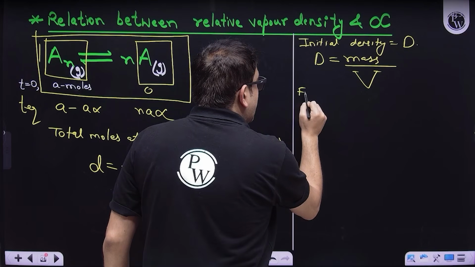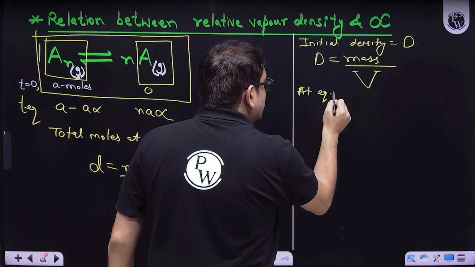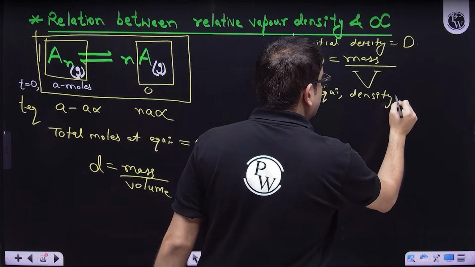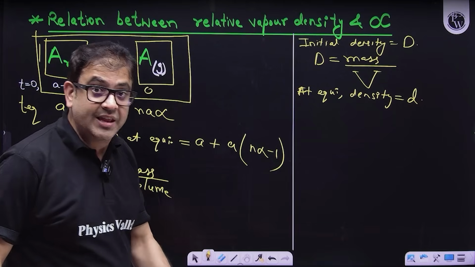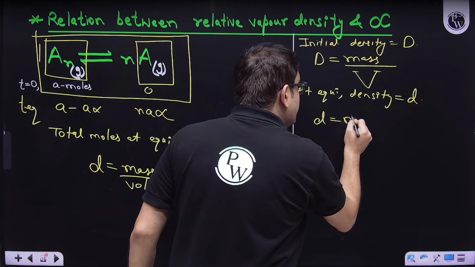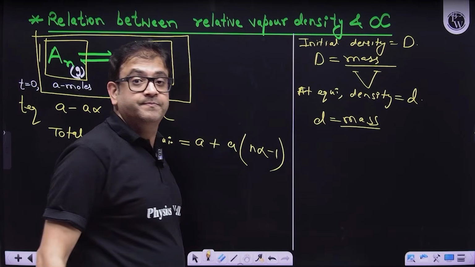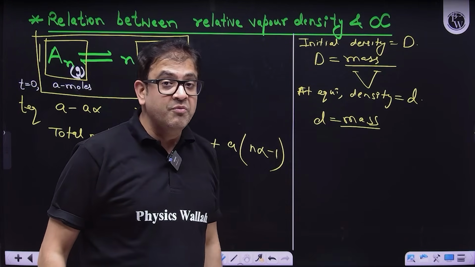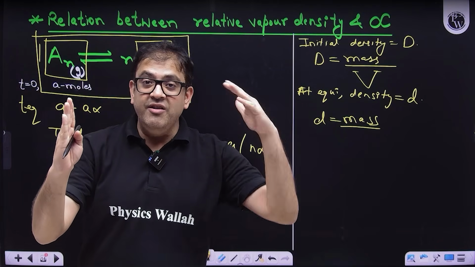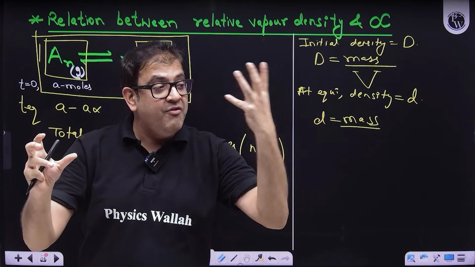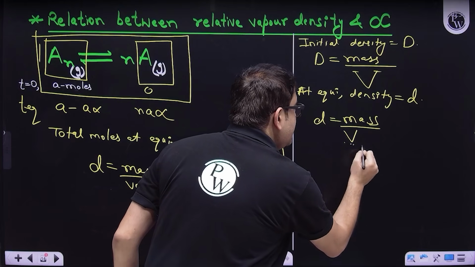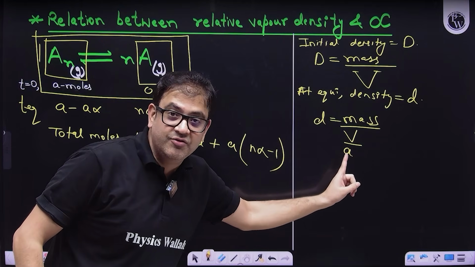So let's say at equilibrium, you now have a mixture, this and this. Let's say that density is small d. That is the density of the mixture at equilibrium. So this small d will be equal to, sir, mass will be the same only. But A moles occupied how much volume? V. So A occupied V, so 1 mole will occupy V upon A.